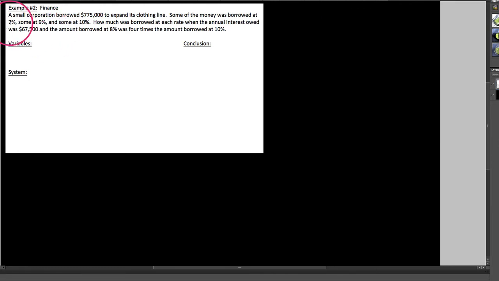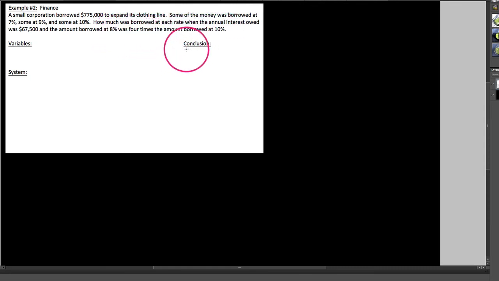It says that a small corporation borrowed $775,000 to expand its clothing line. Some of the money was borrowed at 7%, some at 9%, and some at 10%. How much was borrowed at each rate when the annual interest owed is $67,500, and the amount borrowed at 8% was 4 times the amount borrowed at 10%?